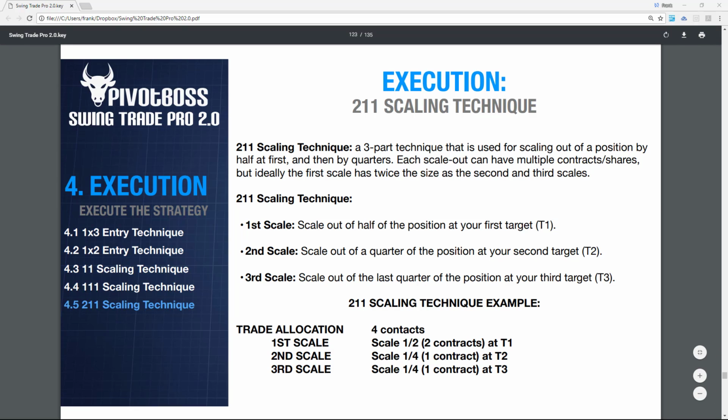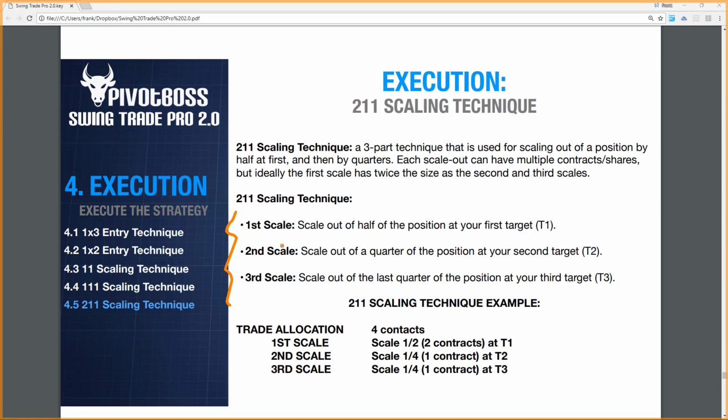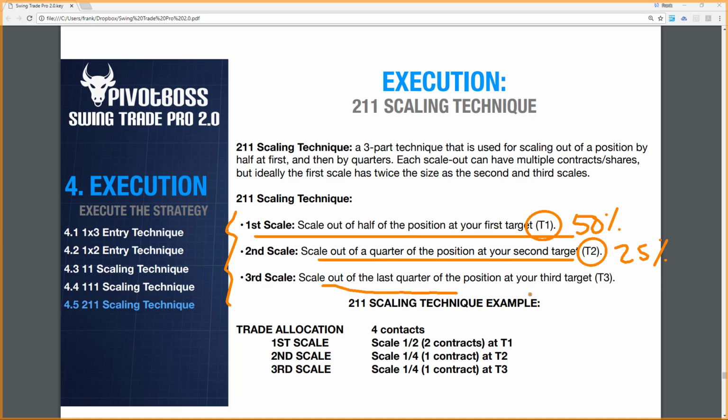So just to put it cleanly and plainly right here, for the first scale, you're getting out of half the position at your T1 target, that's 50%. You're scaling out a quarter of the position at your second target, T2, that's 25%. And then you're scaling out the last quarter of your position at a T3 target, again, another 25%. So again, it looks like this.